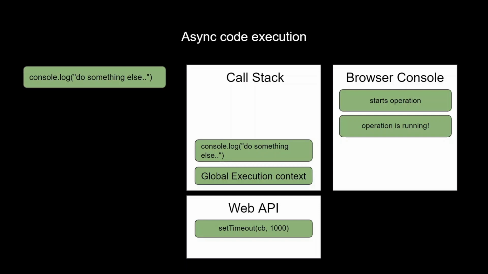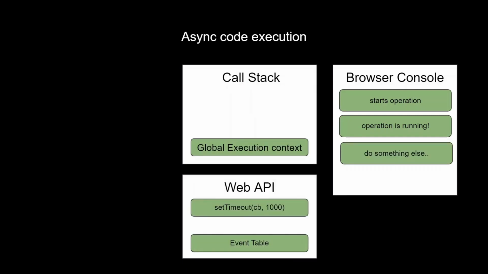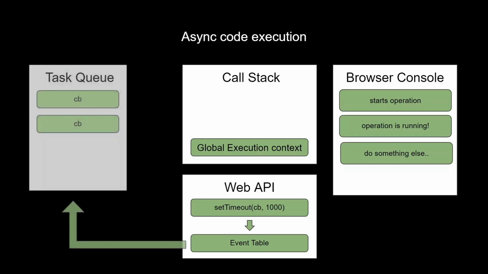So here we can see that setTimeout is in the web API, and next what is going to happen, the do something else will get into the call stack, and once it is printed on the browser, the web API, what it is going to do, the setTimeout function will register itself into an event table in the web API. And once it is registered into the event table, the next thing that happens is the event table will put this callback function into a task queue.